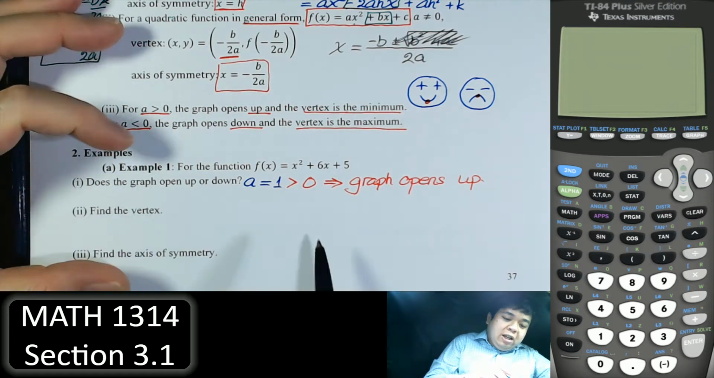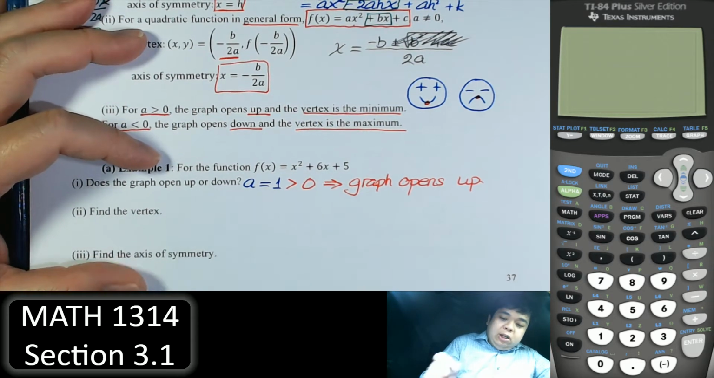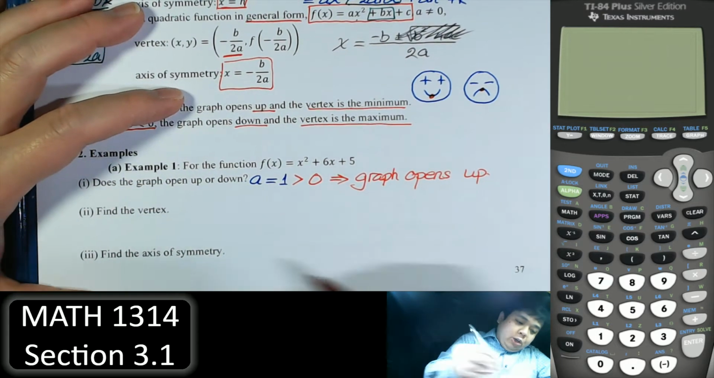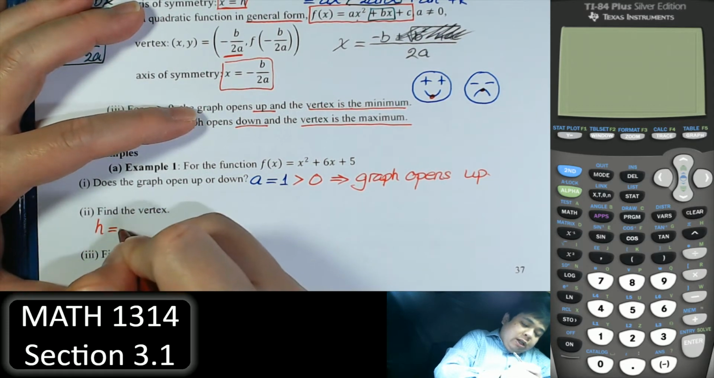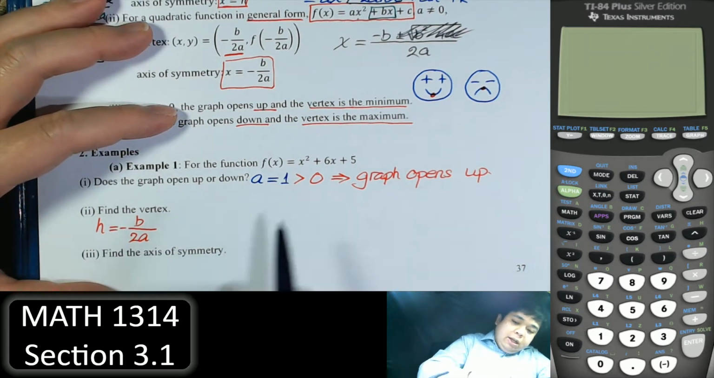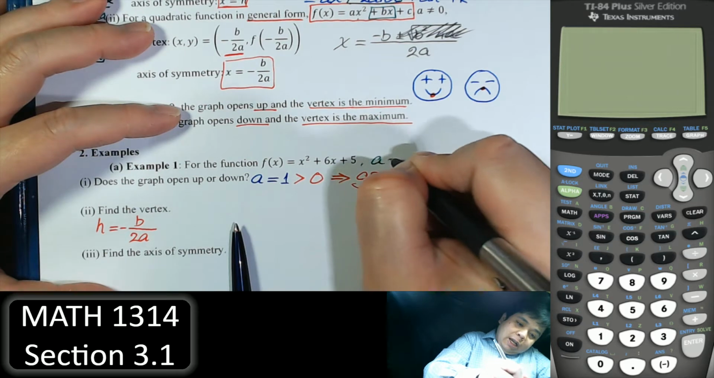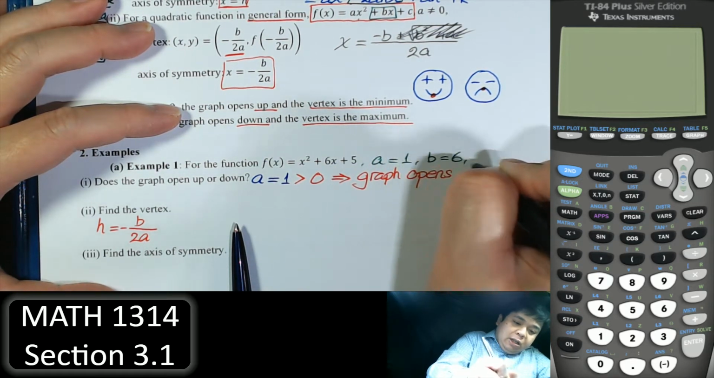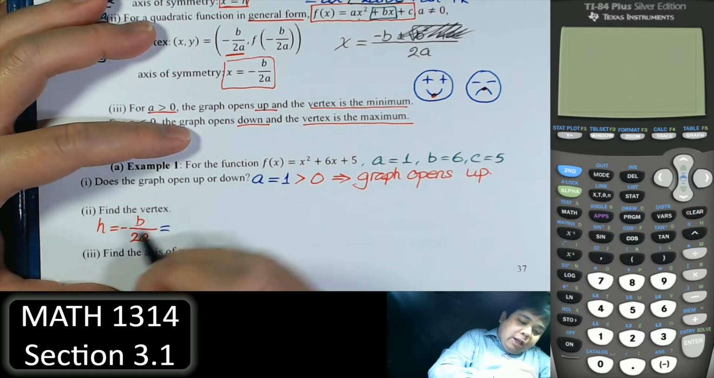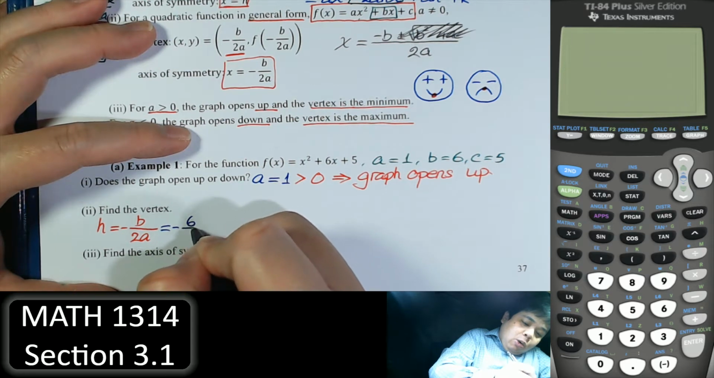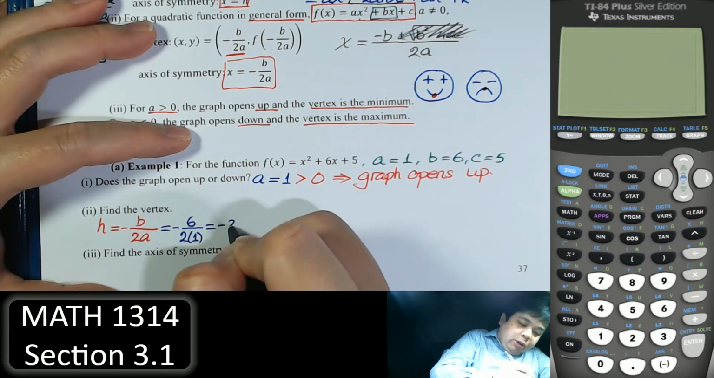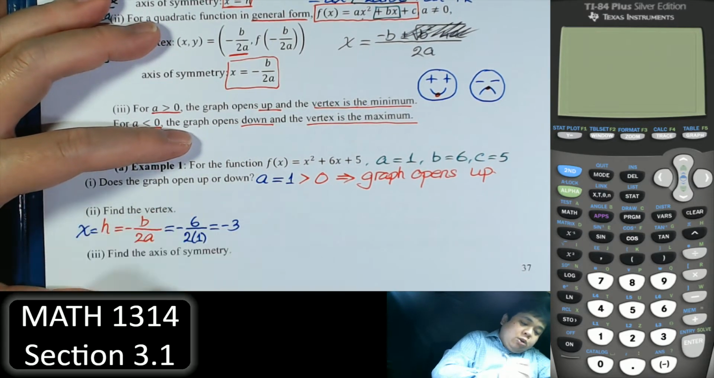The function is in the general form, so the vertex will have two components, the x coordinate and the y coordinate. The h coordinate is equal to negative b over 2a. Here a is 1, b is 6, and c is 5. We just substitute: negative b over 2a is negative 3, and the x coordinate is equal to that.